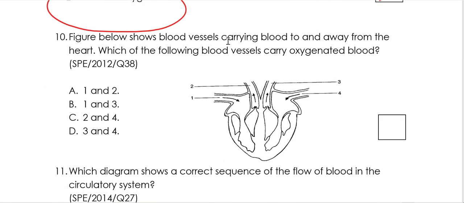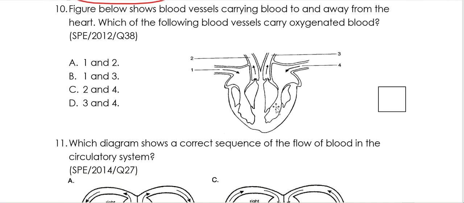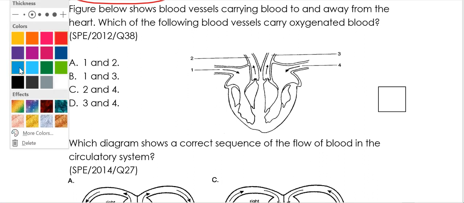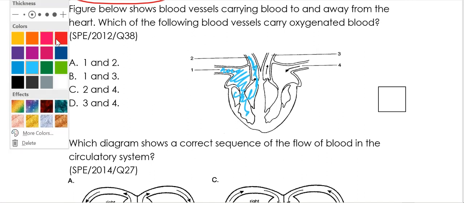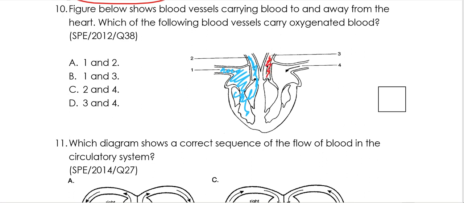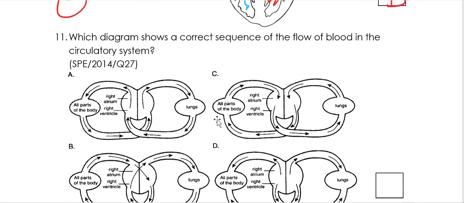Figure below shows blood vessels carrying blood to and away from the heart. Which of the following blood vessels carry oxygenated blood? Remember, on your right hand side is always your deoxygenated blood. That's why we label it as blue. And on your left hand side is all of your oxygenated blood. So the ones that carry oxygenated blood here are 3 and 4. So left hand side, 3 and 4. D is your answer. Question 11. This is your last question.